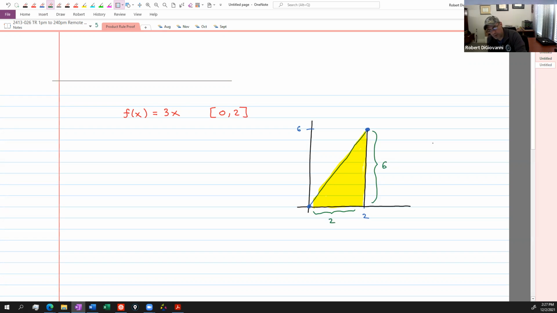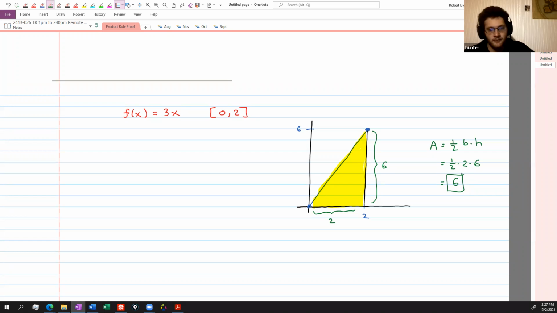What's the area of a right triangle? One half base times height, right? So this would be half of the base, which is 2, times the height, which is 6. That should just give you 6. Do you agree with that? The area of that is 6. Big deal, right?